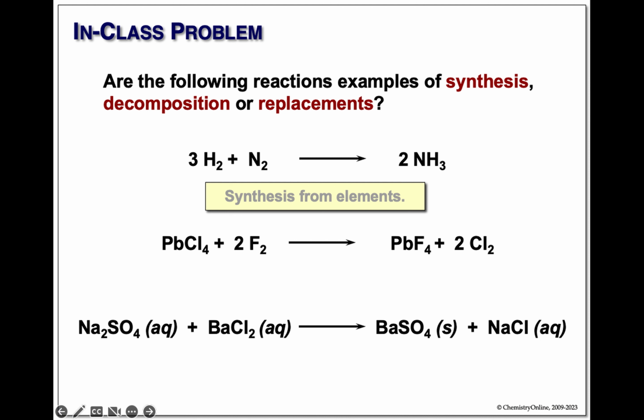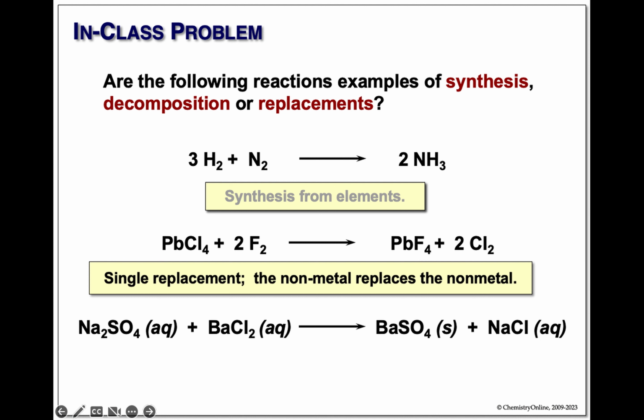Here we have an element and a compound. We're making an element and a compound. That's the signature of a single replacement reaction. The nonmetal has replaced the nonmetal.